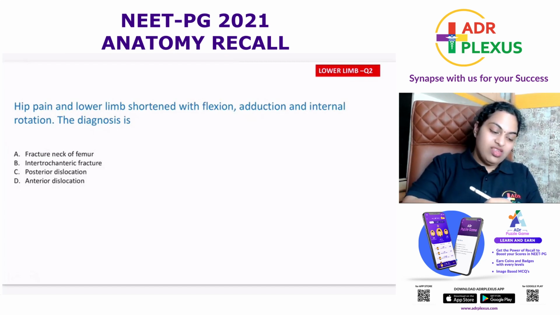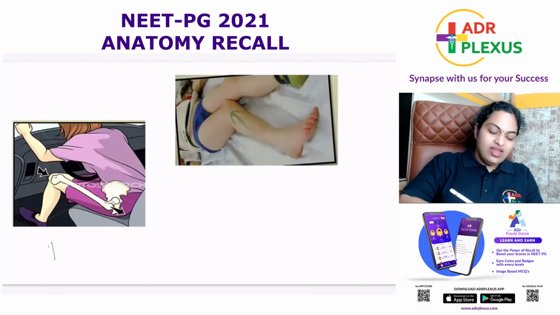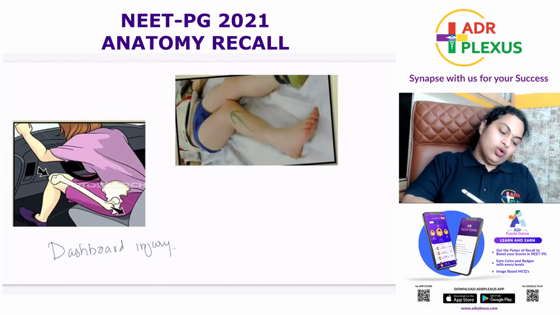Hip pain. The patient presented with a hip pain and the lower limb shortened with flexion, adduction, and internal rotation. The diagnosis is obviously posterior dislocation of the hip joint. Okay. Why? Because this is the only one which presents with internal rotation. All the others will be presenting with external rotation. The mechanism of injury is also called dashboard injury. Okay. So here mainly occurs due to automobile accidents.